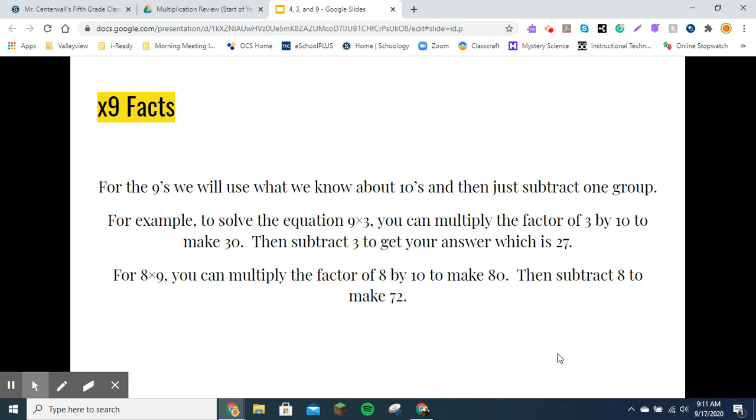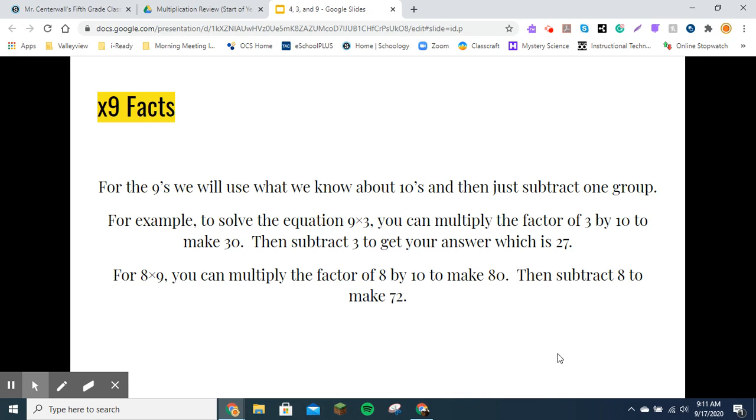And let's try it again so we make sure we understand how to do it. Let's take 8 times 9. Instead of 8 times 9, let's pretend that 9 magically changed into a 10 to give us 80. And then we subtract our factor, which is 8, from 80 to give us 72. So with some practice, that will make sense or come a little quicker for you.